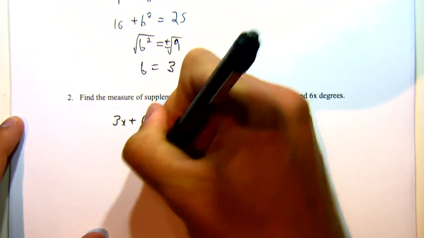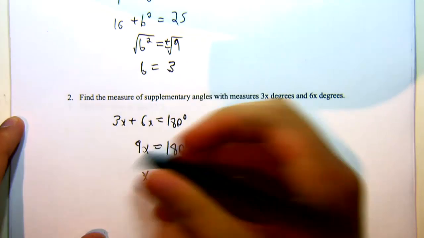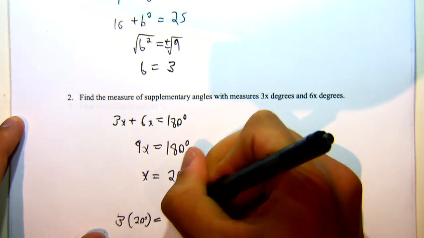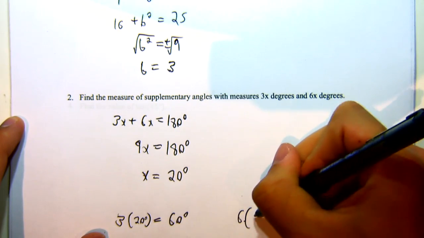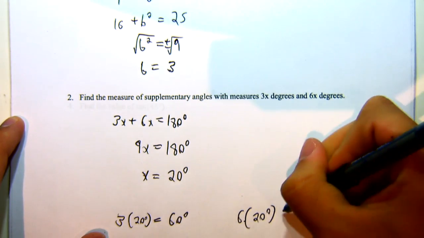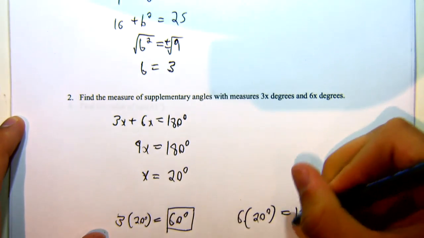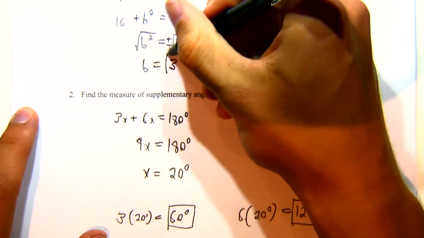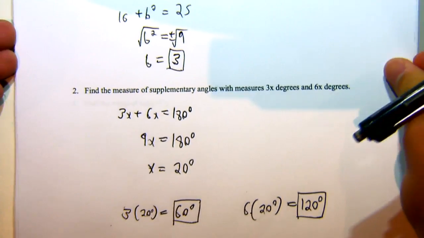Alright, so that means that 20 times 3, we're going to have an angle that's 60 degrees, and we have an angle that's 120 degrees. So those are our two angles. Alright, any question about the first two problems? Alright, good. Let's move on then.